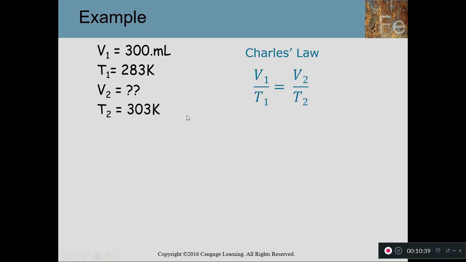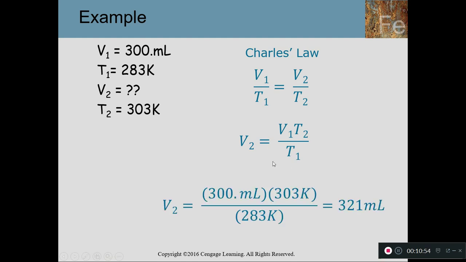So Charles's law is V over T. We have to solve for V2, which is right here. You do that by multiplying both sides by T2 to get rid of the T2. So V2 equals V1 times T2 over T1. And when you plug the numbers in, you get a volume of 321 milliliters. Again, a slight increase, but definitely an increase. So Charles's law: volume and temperature are directly proportional.